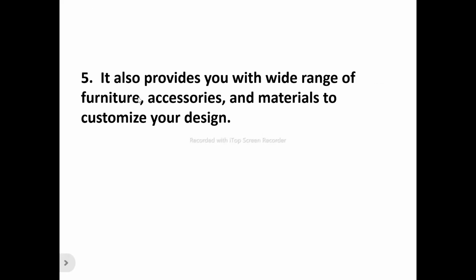Number five, it also provides you with a wide range of furniture, accessories, and materials to customize your design. That is, you'll have access to the library of furniture, accessories, and materials. So when you use Interior AI, it provides different types of furniture to personalize your space. You can choose from their different catalogs of furniture and accessories, for your kitchens, the colors, lighting, and any other material that will make your space look more stunning and appealing to potential buyers.